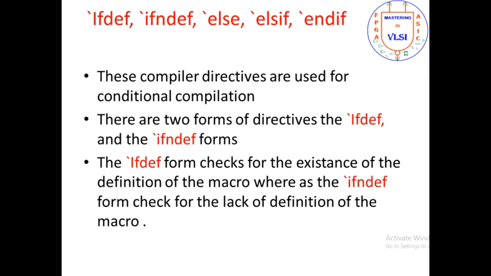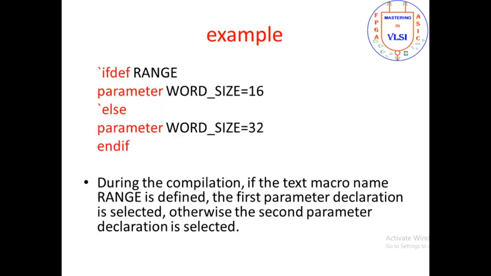These compiler directives are used for conditional compilation. There are two forms of directives: the `ifdef and the `ifndef forms. The `ifdef form checks the existence of the definition of the macro, whereas the `ifndef form checks for the lack of definition of the macro.